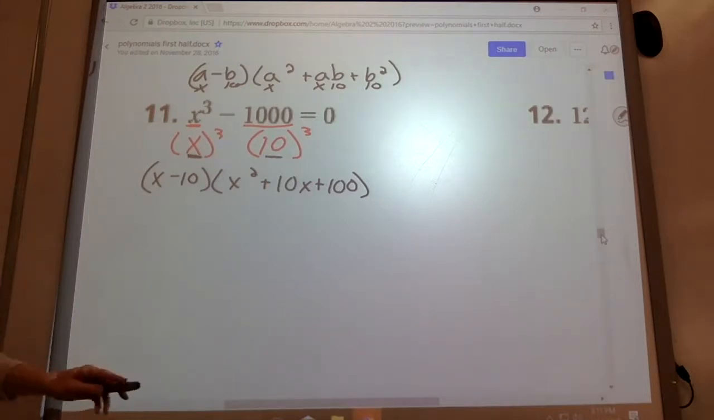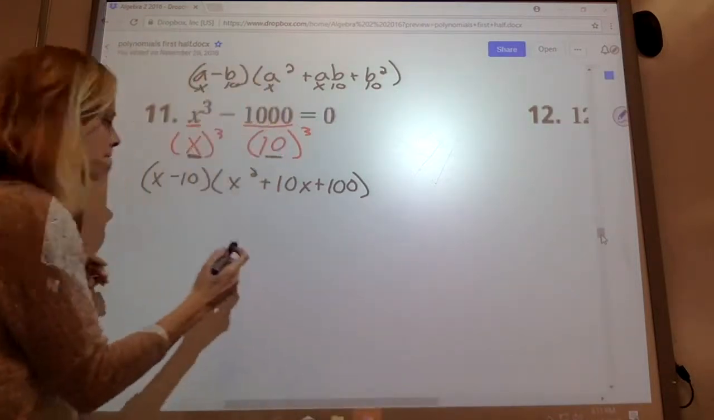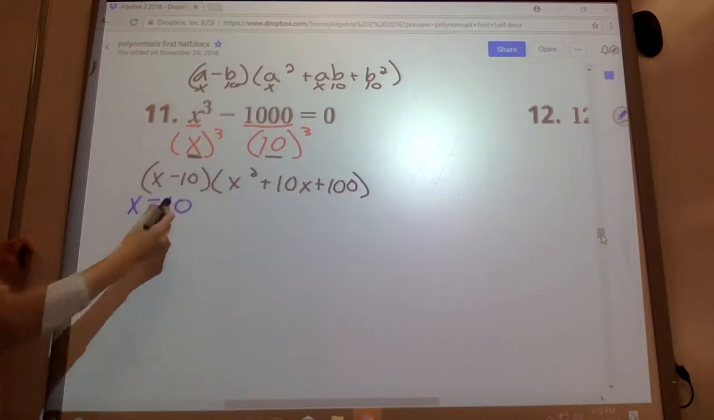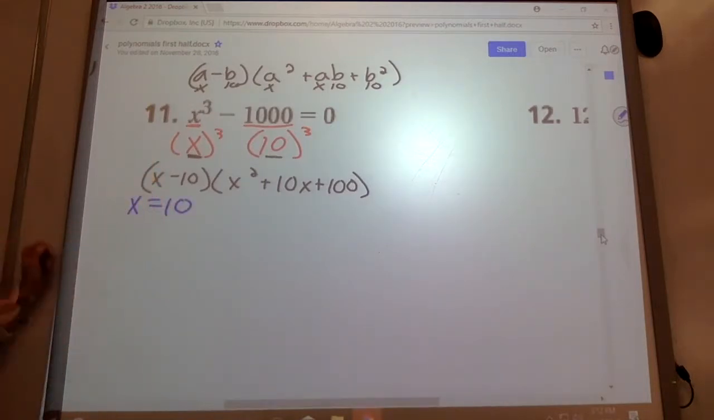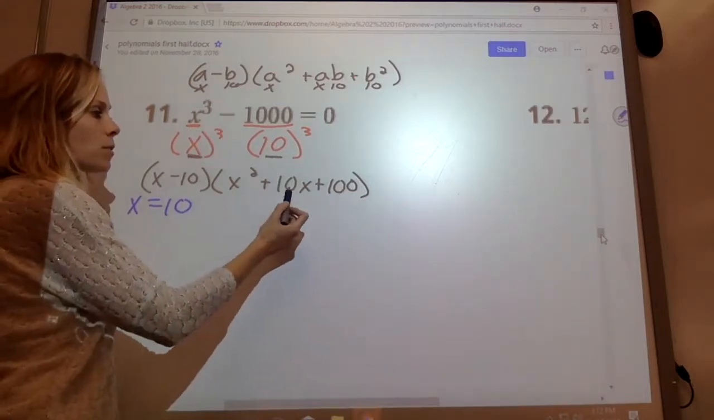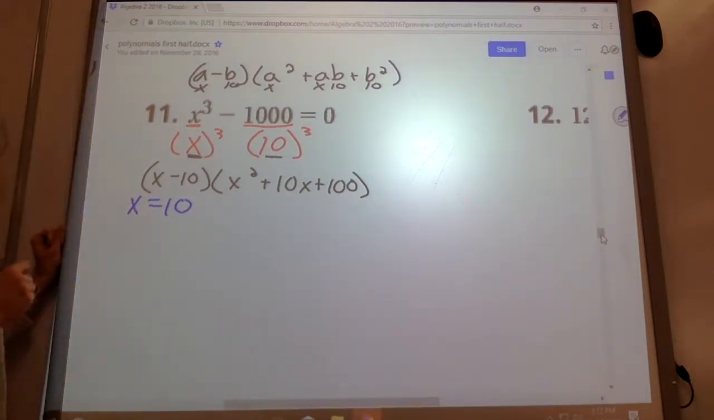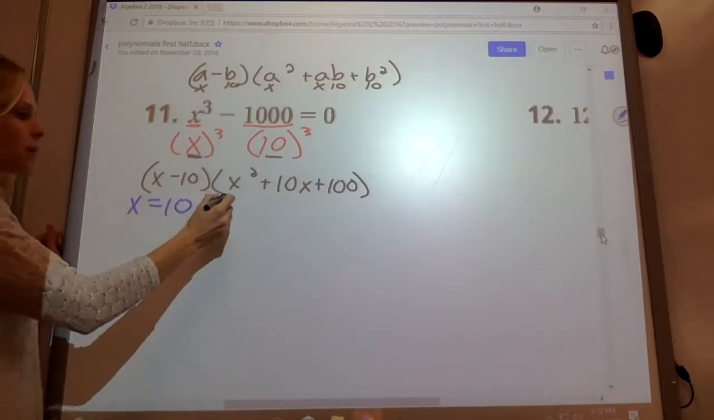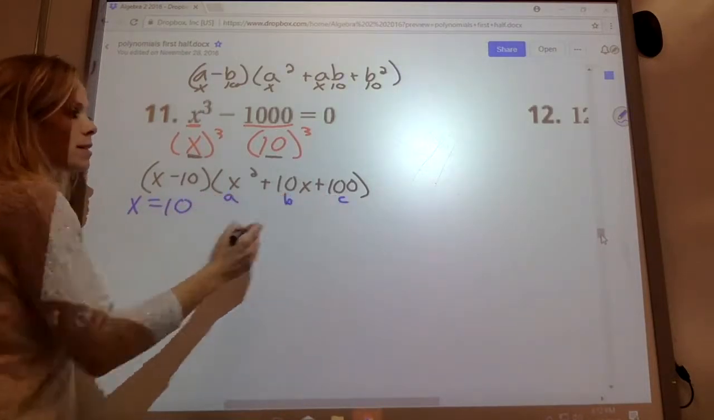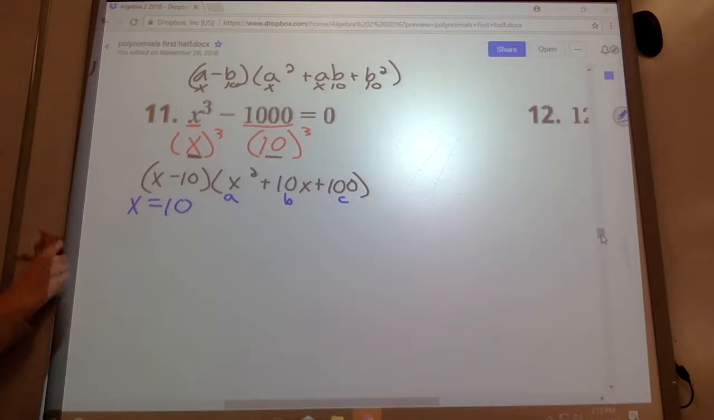So what's the easy one? What do I know? x equals 10. Good. Right? That's the easy one. What minus 10 is 10? Or what minus 10 is 0? This, again, will never be factorable. You have to use quadratic formula. So here's my A, here's my B, here's my C. Let's plug it in, right?